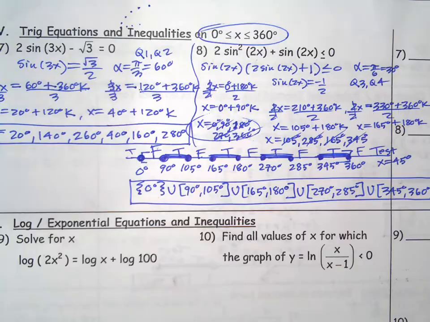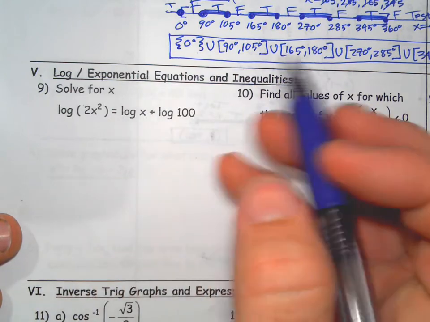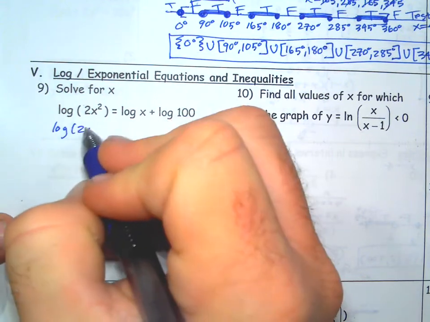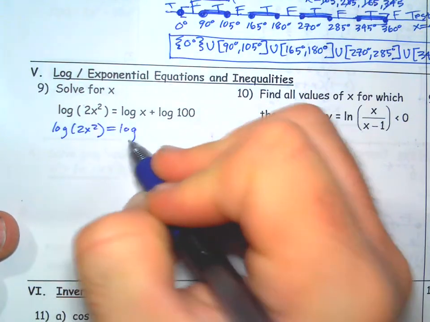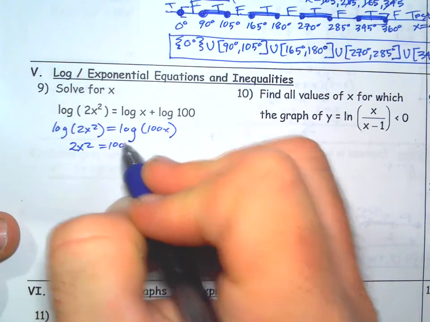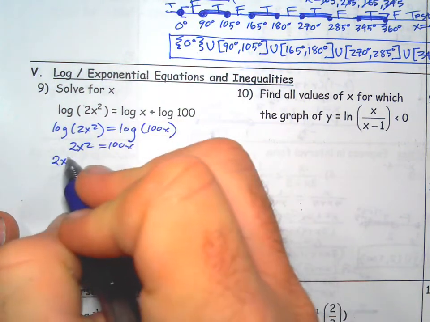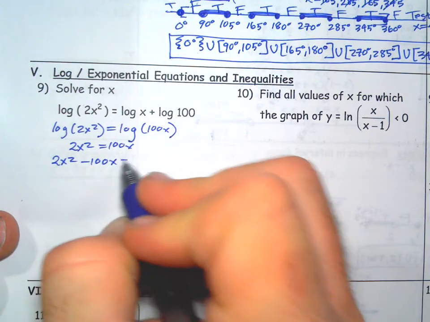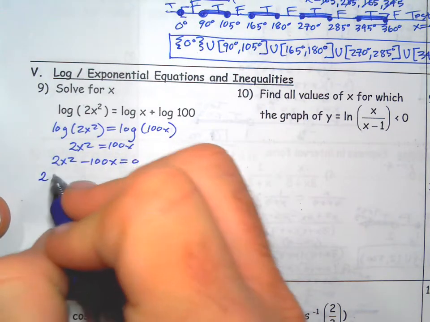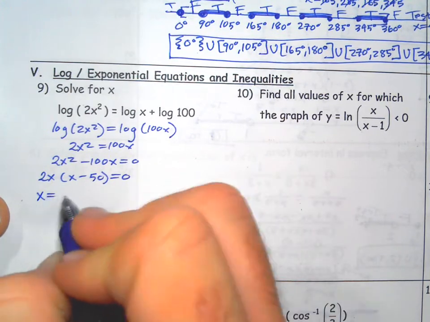So, okay, we've got some log exponential stuff. Solving log equations, you want to get to either log equal log or log equal number. This looks like a log equals a log situation. So we use log rules to combine these together. It's going to be 100x. And then you can set their insides equal to each other. Now, don't divide by x, because you're losing a solution. Move it to one side, equal to 0, like we've been solving everything. Factor it. So we get 0 and 50.